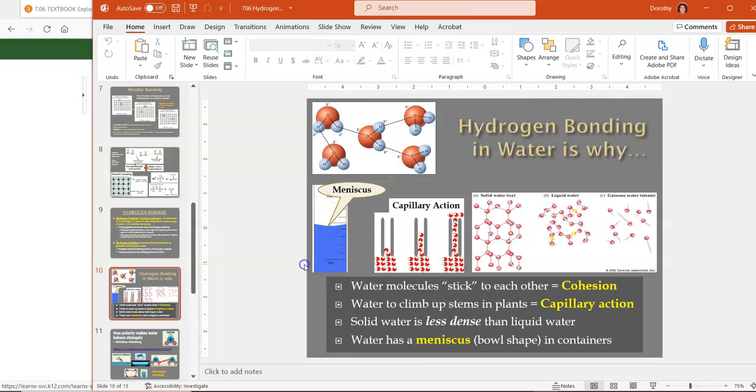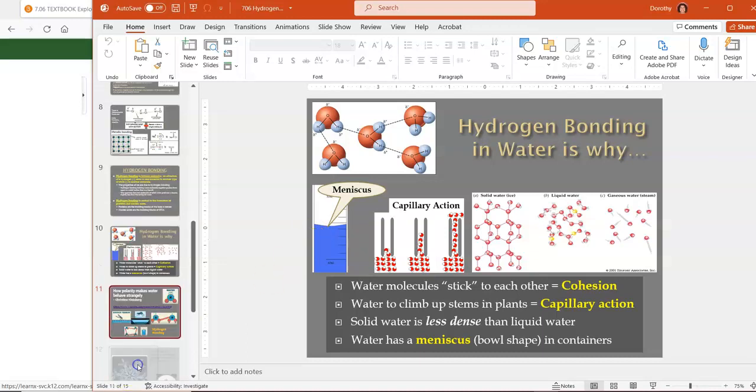That's something important when you go on to science in college. Some of you will go on to science in college, some of you won't, and that's okay. But for those of you that do go on to higher levels of science and you have to actually physically handle materials and measure certain amounts of water, you're always going to want to read the bottom of the meniscus. And that's because water molecules stick to each other and other molecules.